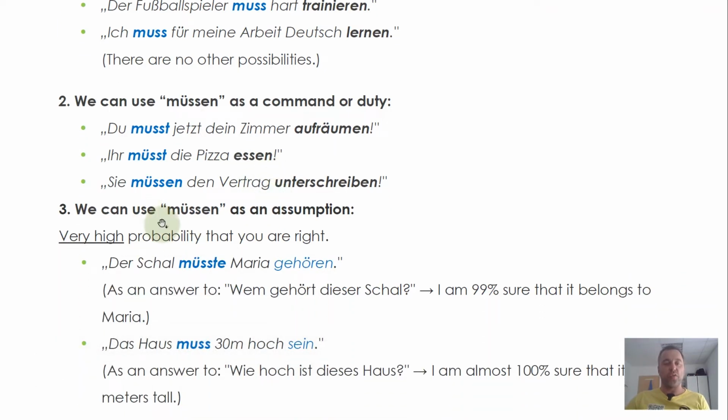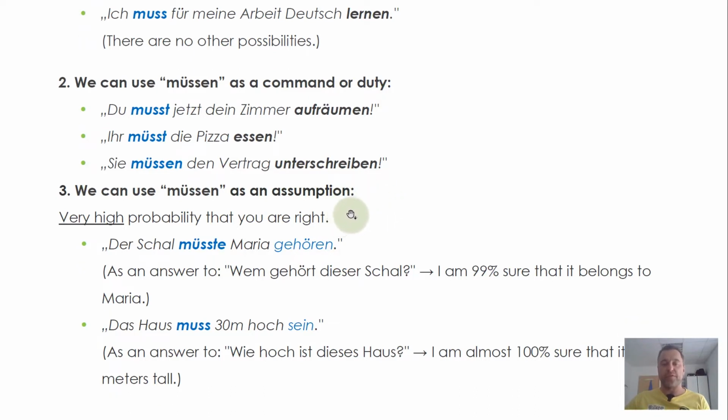We can also use müssen as an assumption. Pay attention, here we have to use this with Konjunktiv 2. If you don't know what Konjunktiv 2 is yet, please check out the video that I linked for you in the info cards. It's a special form of the verb which actually talks about wishes and also unreal things when we are not sure. So here an example, der Schal müsste Maria gehören. So here we are actually quite sure that the scarf belongs to Maria, so like 99% sure.